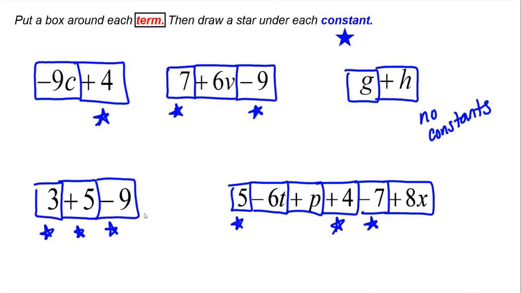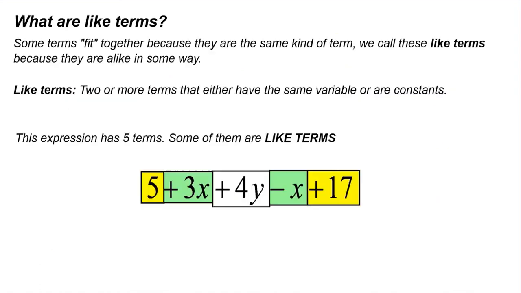So those are all of the parts and pieces of an algebraic expression. We have terms, we've got variables, coefficients, and constants. And then lastly, we want to talk about like terms. So there are special types of terms, and some of these terms fit together because they are the same kind of term. So we call these like terms because they are alike in some way. Now they have to be alike in a very specific way. So like terms are 2 or more terms that either have the same variable or they are constants.